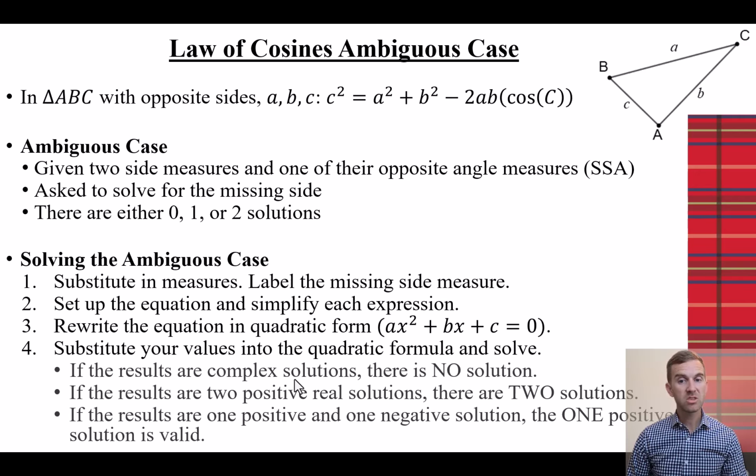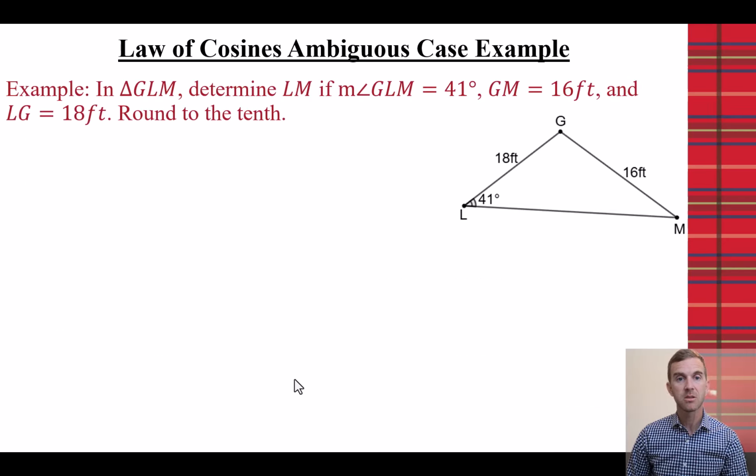And if we get complex solutions, that means there's no real solution to this problem, again because the sides are not long enough. If we get two positive real solutions, then there are two real solutions to this. But if only one of those two solutions is positive, the positive solution is the only valid solution. Anything negative can't be true because you can't have negative measures.